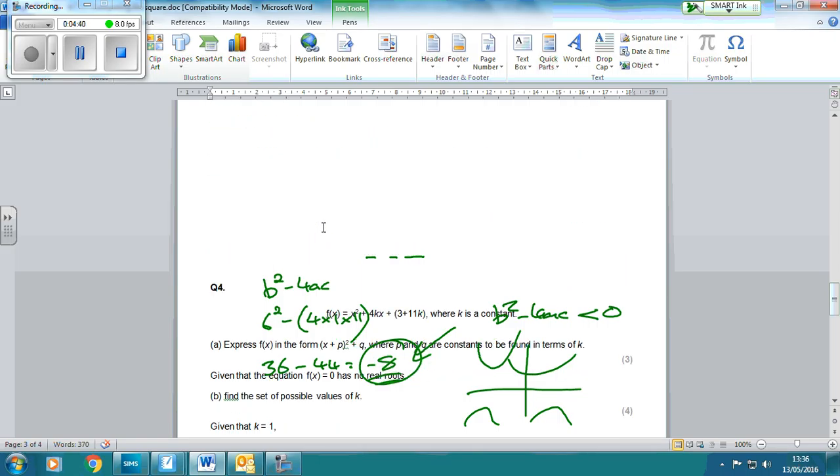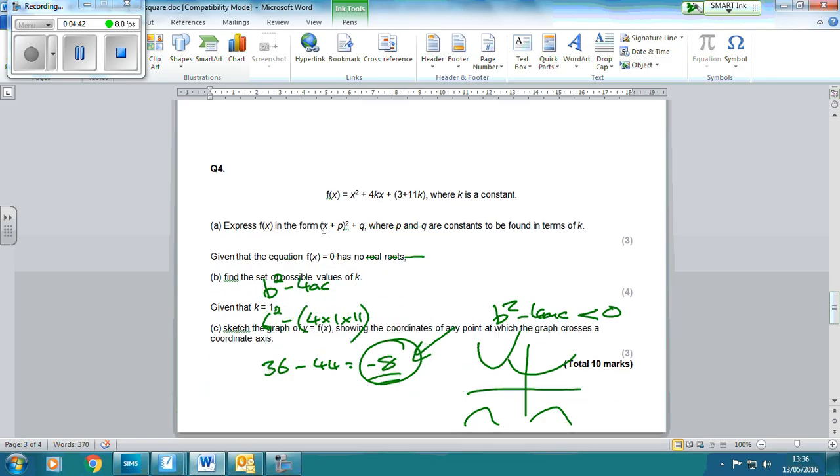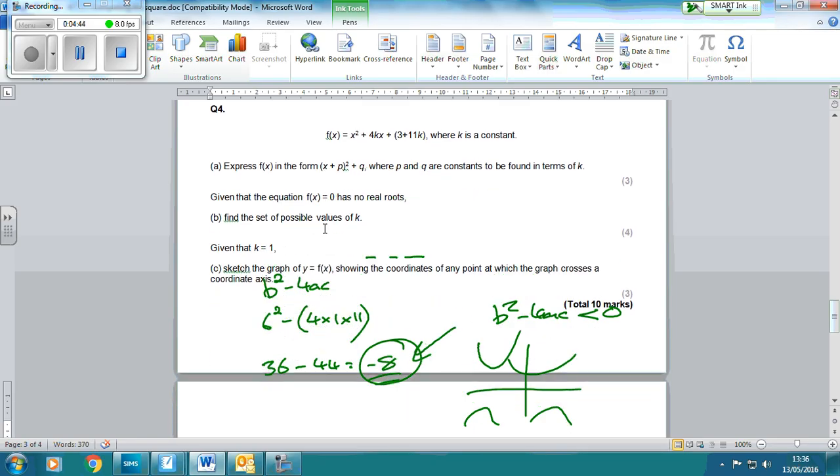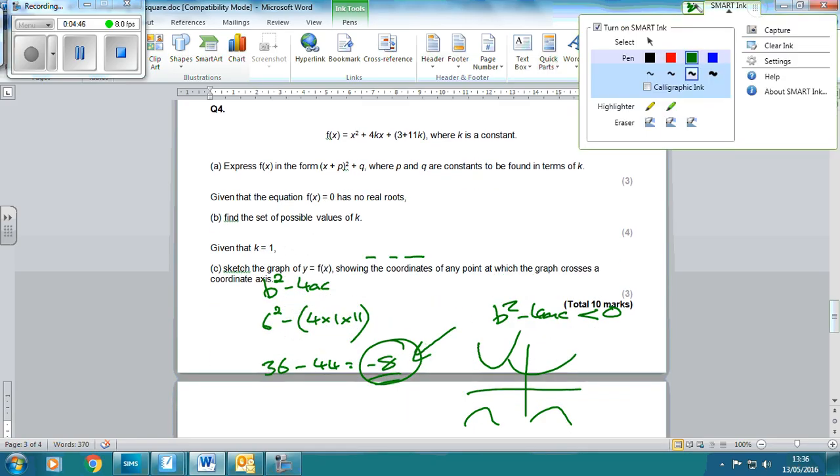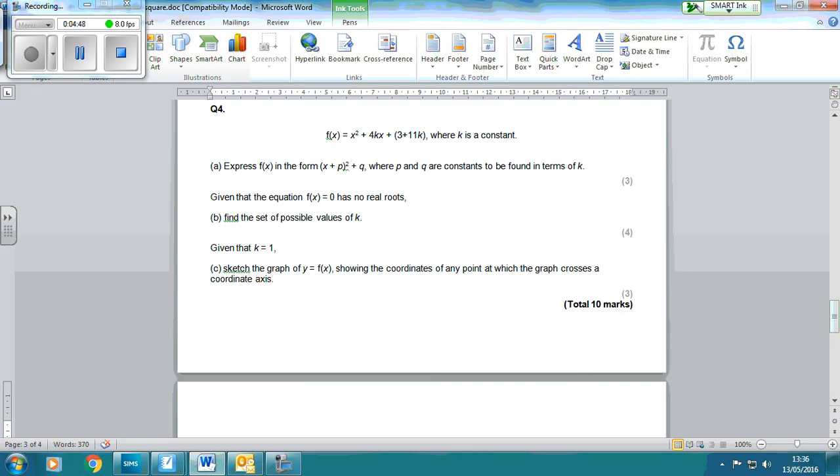So let's move on. So the next question, again, this one looks a little bit trickier in terms of completing the square. So we've got x plus p squared plus q.